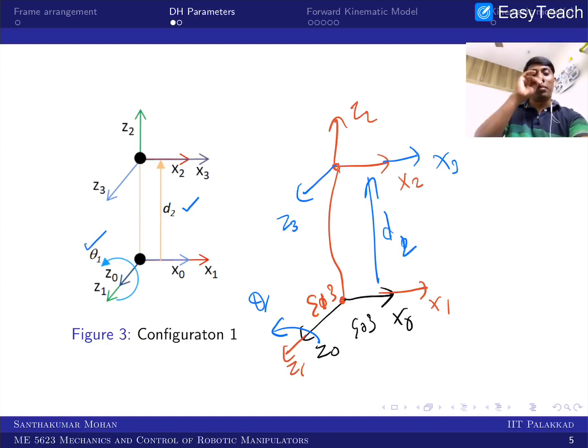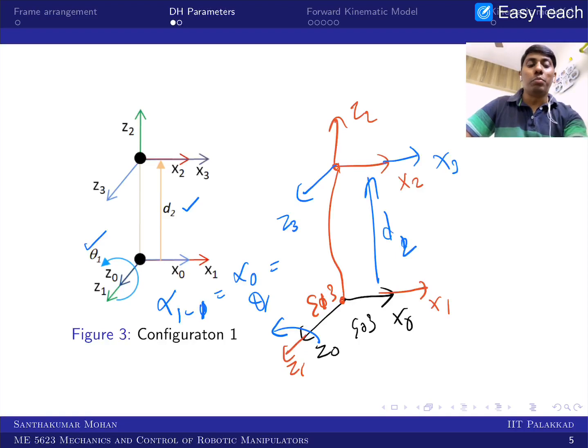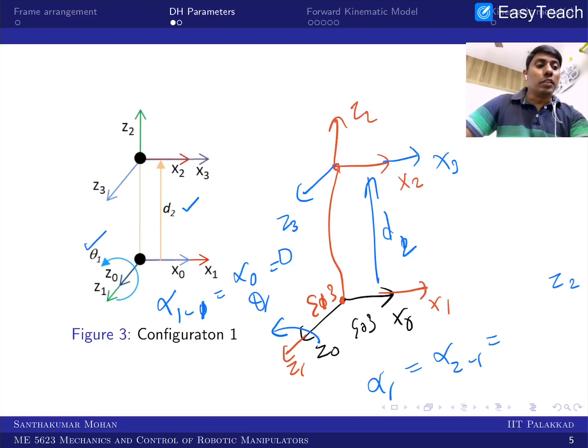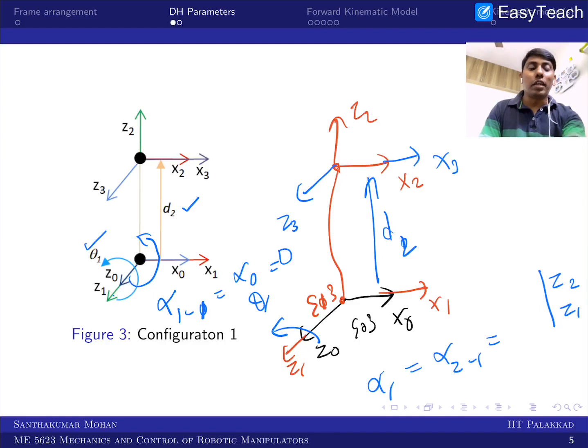Unfortunately, there is no other variable involved. Only alpha would be involved. So where alpha would be involved, alpha i minus 1, so 1 minus 1 would be 0. That would be, you can see, straightforward, 0 in this case. Whereas alpha 1, which is alpha 2 minus 1, would be with respect to z2 and z1, and you need to see here z1 and z2 are at 90 degrees, and the rotation is this way, right? In the sense, you can see it is 3 pi by 2.